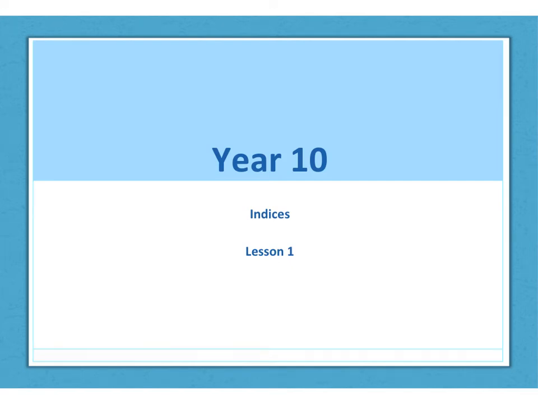Year 10 Indices, Lesson 1. So let's recap some of the work that you have seen previously. You all know how to evaluate something like 3 squared. You know that this means 3 multiplied by 3, which gives you an answer of 9.